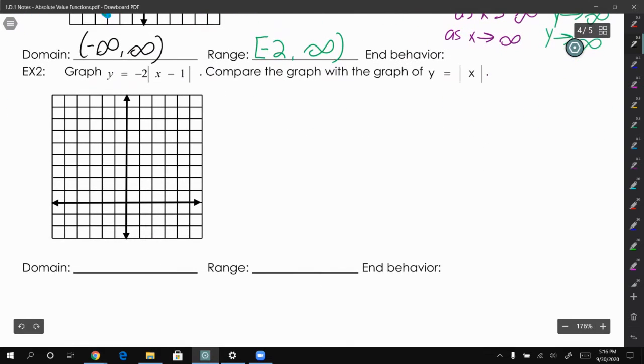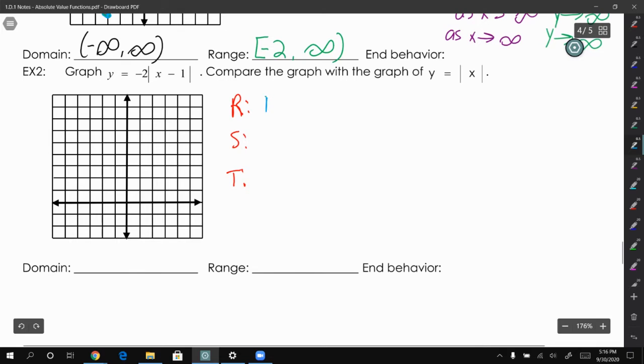Let's look at this example. We're going to do the same thing. R, S, T. Reflection. We have a negative in front. So yes, there is reflection.